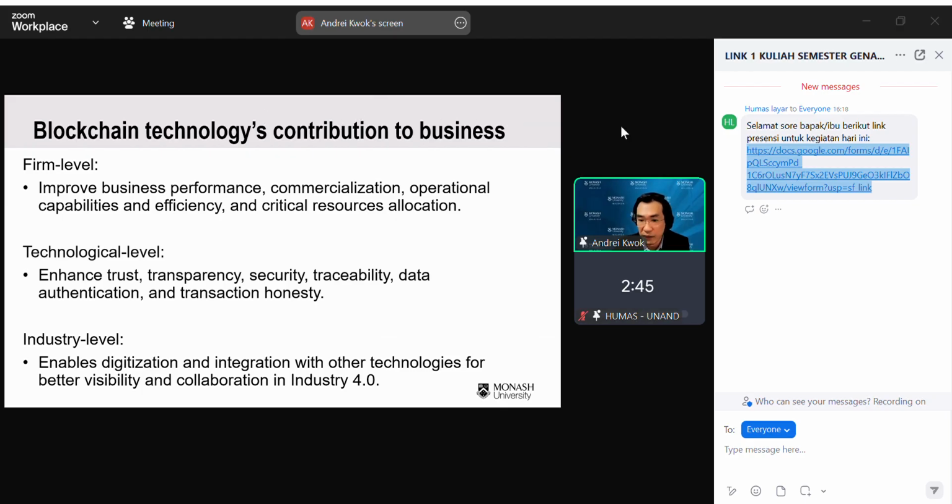It can be a lot of other new technologies like artificial intelligence, and in supply chain you have robotic process control, and so on. So this will provide better visibility and collaboration in Industry 4.0.